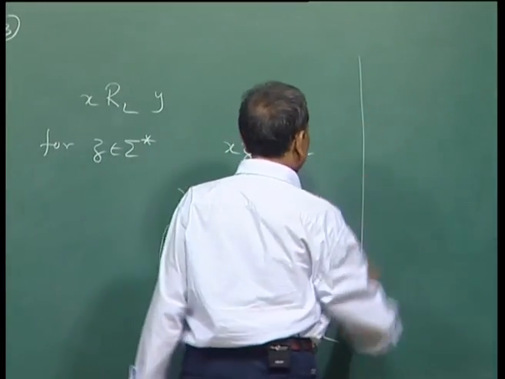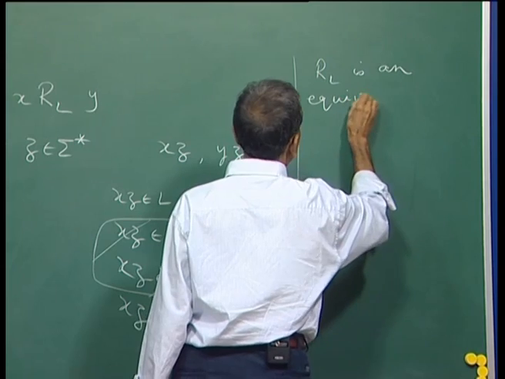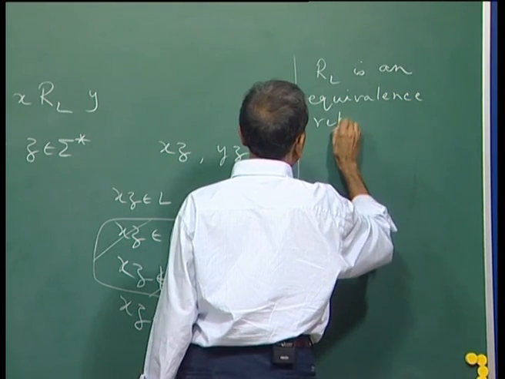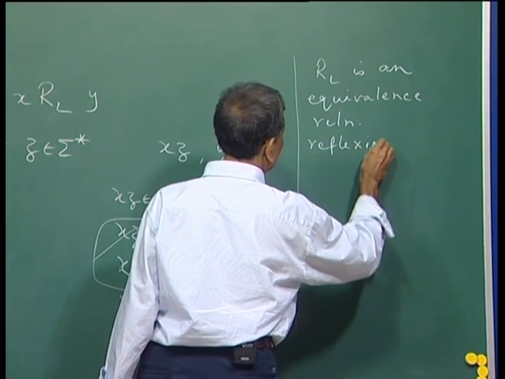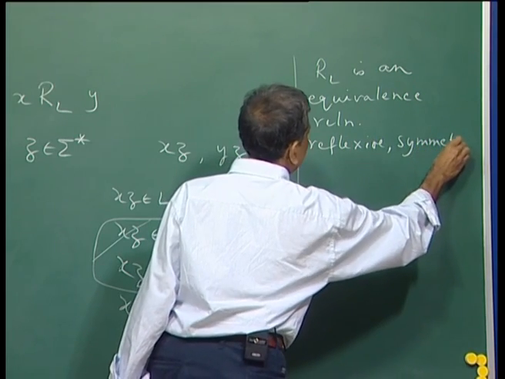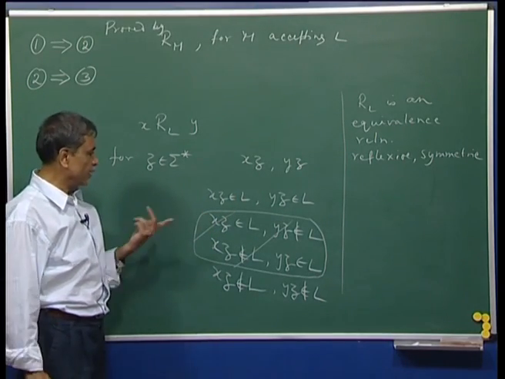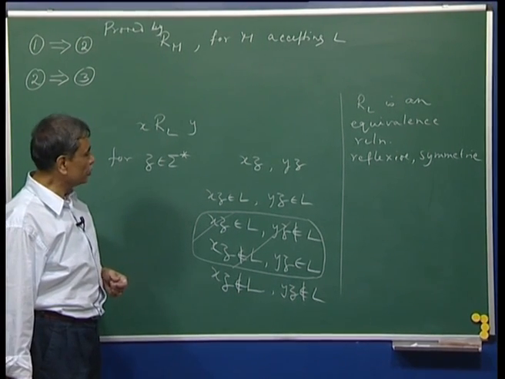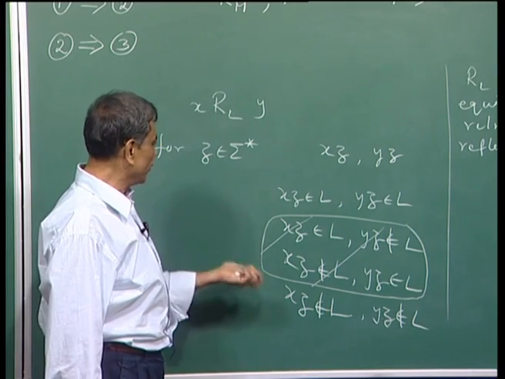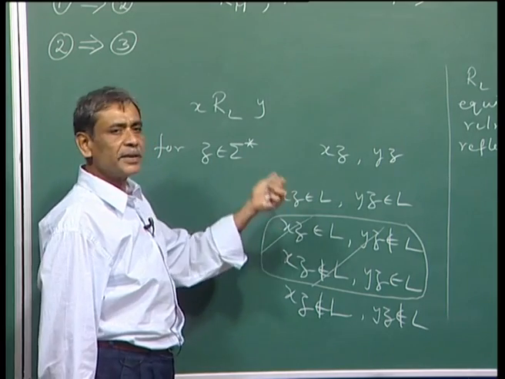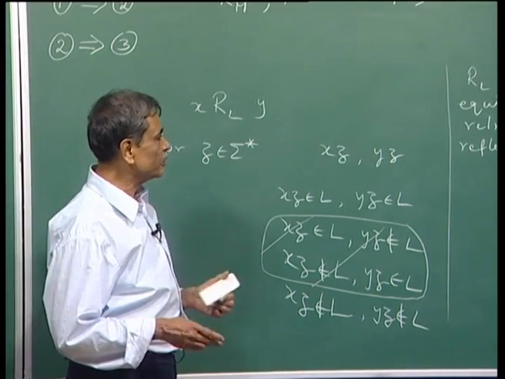First of all, let us quickly see that R_L is an equivalence relation. See, reflexivity and symmetry are quite obvious. In case of reflexivity, you need to check the condition for xz and xz. Of course, you have only one string xz, and so therefore, the conditions will be true. Symmetry is again, you see this, the way the definition is, either both of them xz and yz are in the language or none of them is in the language. So, this definition, the way we are saying, is symmetric, so this is true.